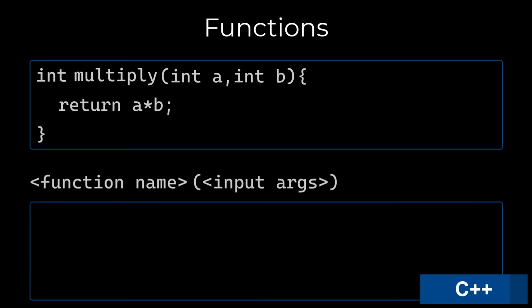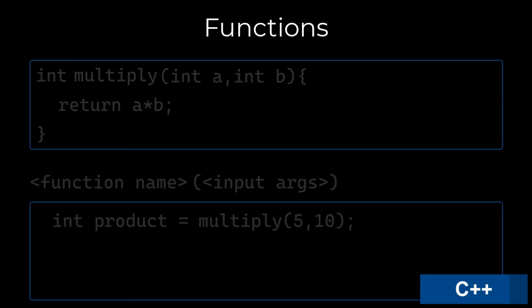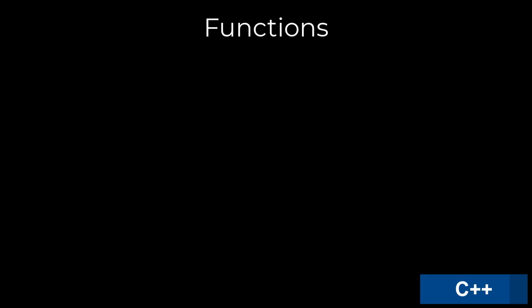Calling the multiply function with input arguments 5 and 10 is simple. We can capture the returned value in a variable named product by assigning the result to it. Functions don't have to return a value. Those that don't have a return type of void. They also don't necessarily have inputs.